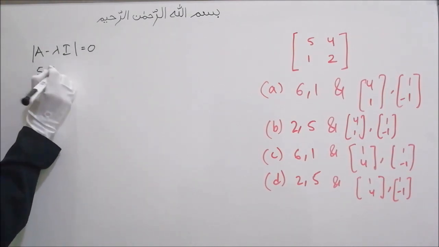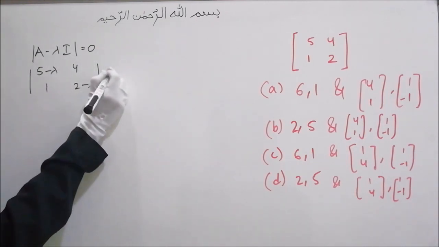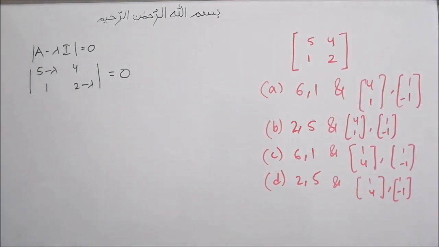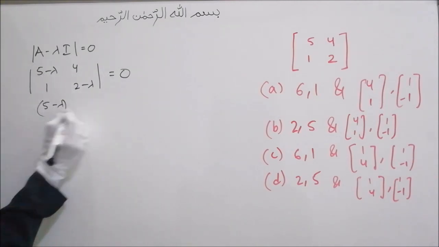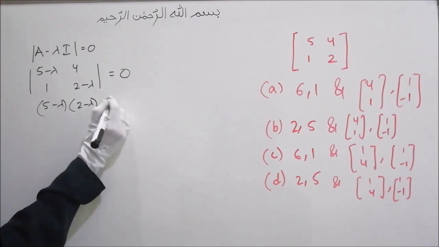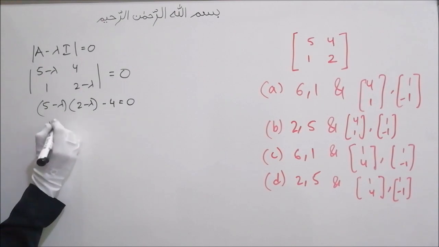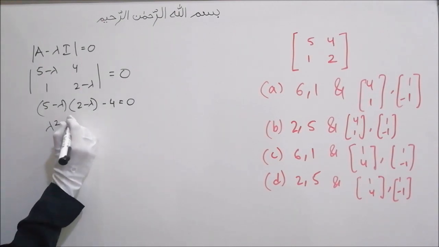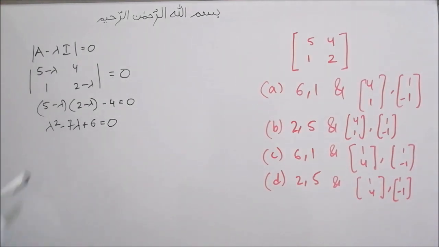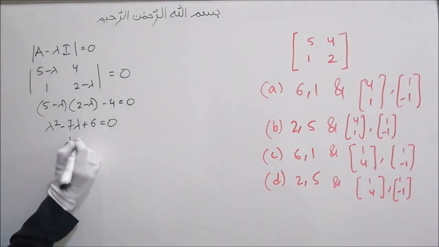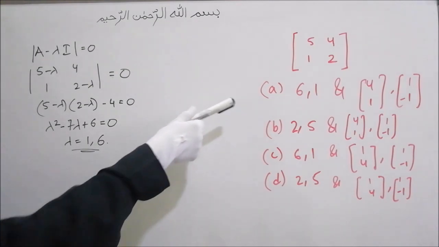So this will become the determinant of [5 minus lambda, 4; 1, 2 minus lambda] is equal to 0. Solving this, it will be (5 minus lambda)(2 minus lambda) minus 4 is equal to 0. This comes out to be lambda squared minus 7 lambda plus 6 is equal to 0. When you solve this quadratic equation, you get lambda is equal to 1 and 6. So our eigenvalues are 1 and 6.